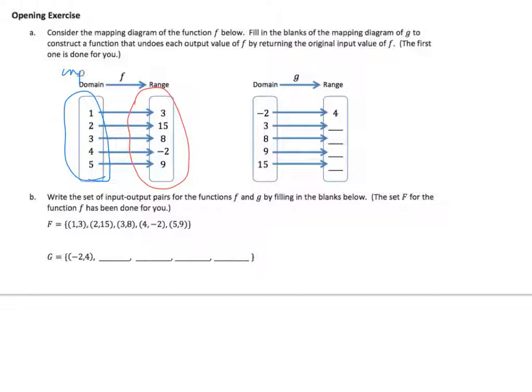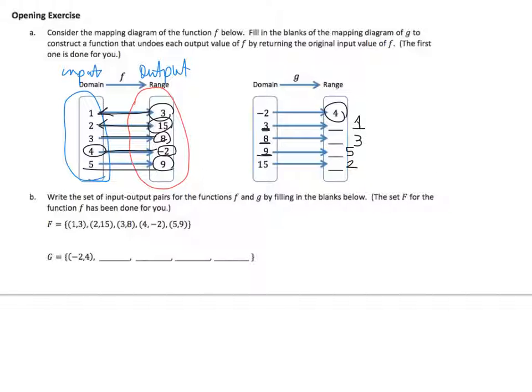Domain is your input, range is your output. So let's look at this. The first one has been done for you. So we're just looking at what undoes to get us back to the beginning. The beginning being, in this case, 4. So -2 goes to 4. 3 goes where? 3 goes to 1. 8, where does it go? 8 goes to 3. It's really that simple. 9 goes where? Well, 9 goes to 5. And then 15 goes to 2.